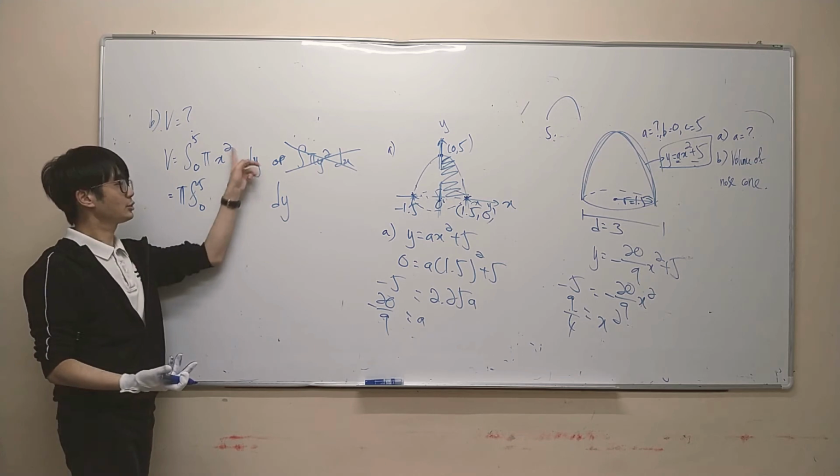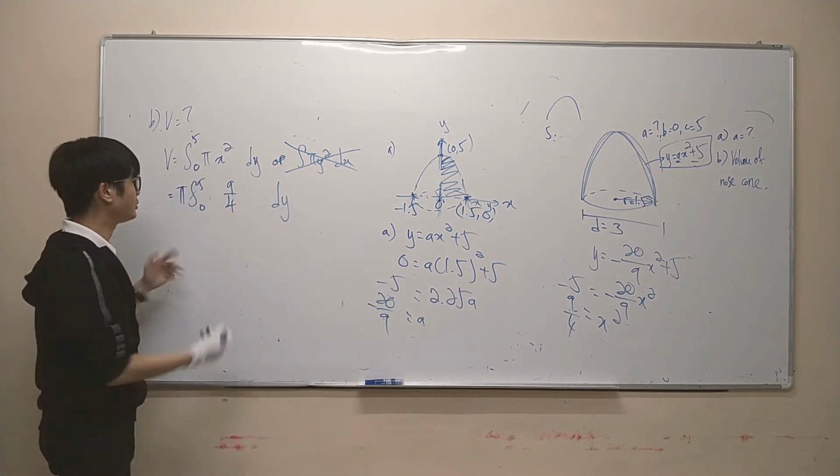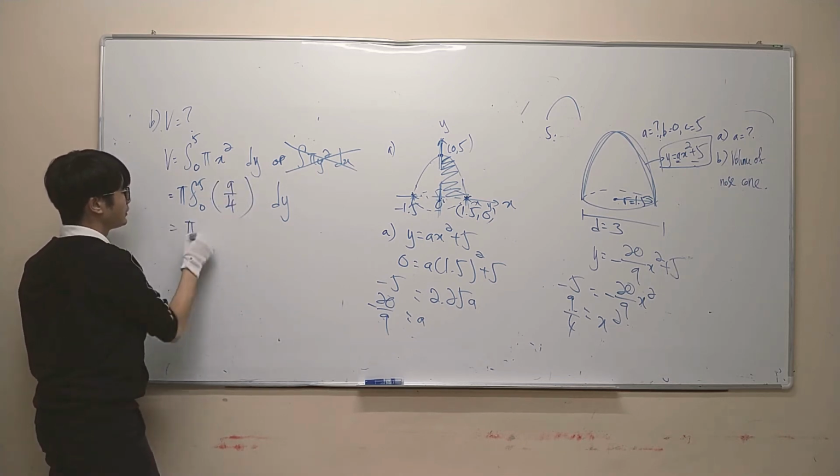Found that because they want x squared. X squared is 9 over 4. If you square it, then it becomes power 4 already. So this is 9 over 4 only. So integrate 9 over 4. This is 9 over 4 y.